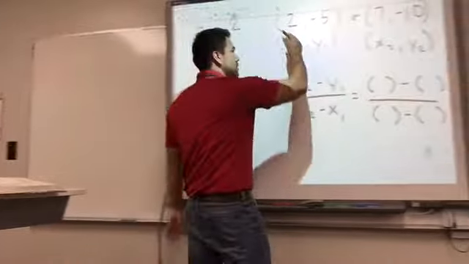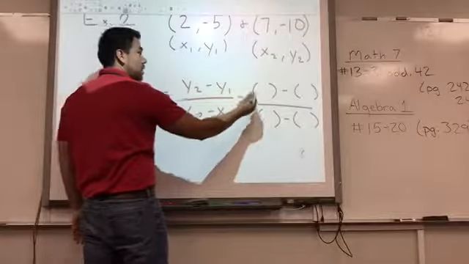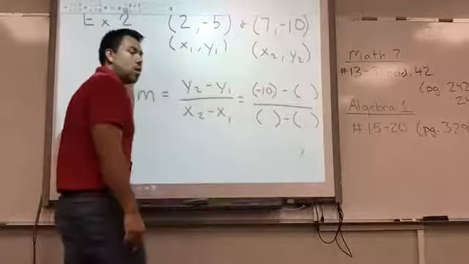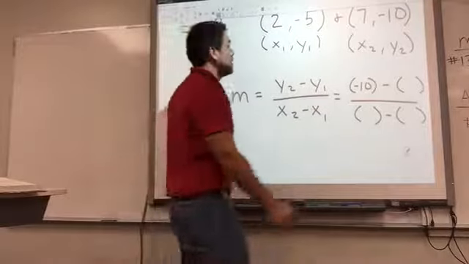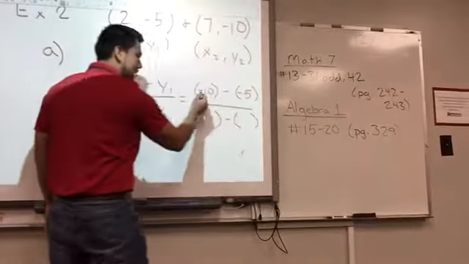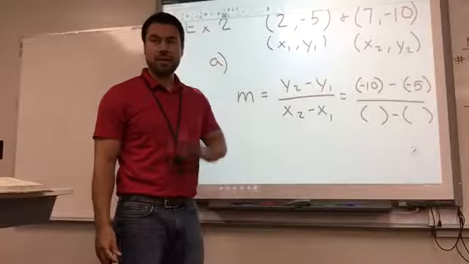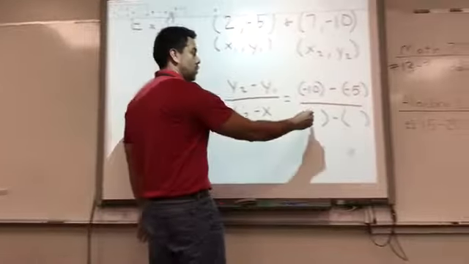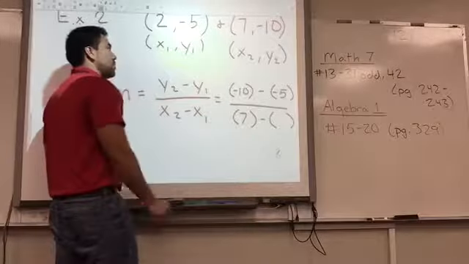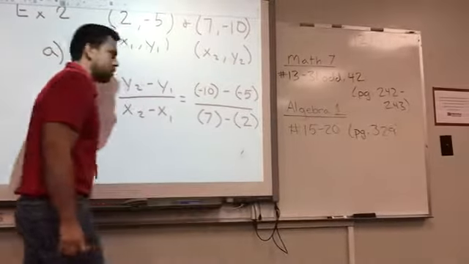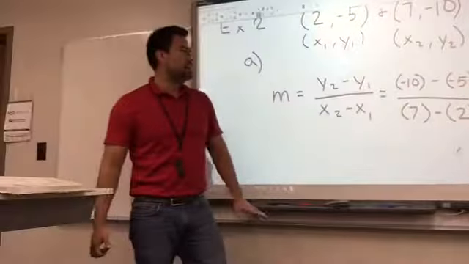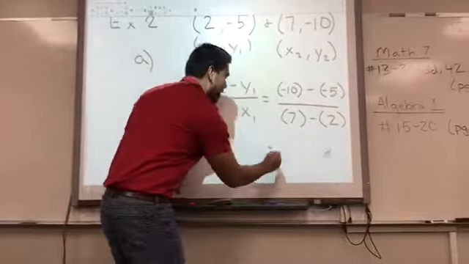All right, what's y sub 2 up here? -10. What's y sub 1? -5. You see how these negatives, like negative, negative, negative, can throw us off if we're not careful? So just be careful. All right, what's x sub 2? What's x sub 1? All right, so did I put everything where it belongs? Okay, good. So now all I have to do is simplify this.